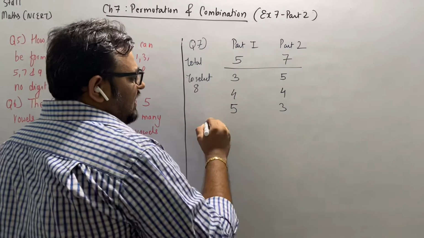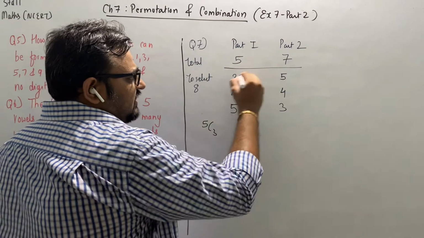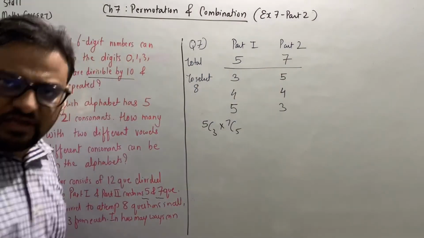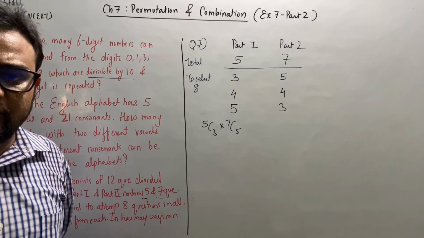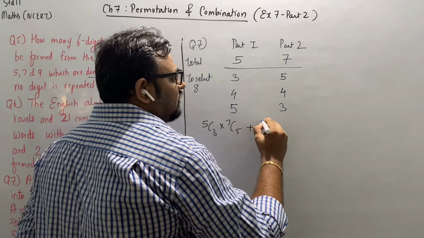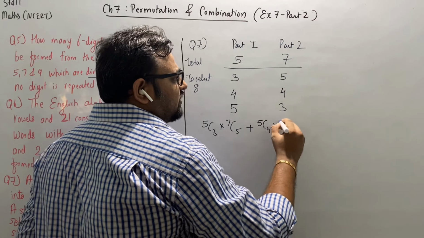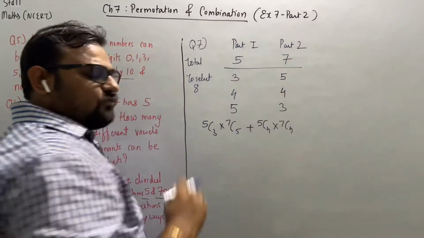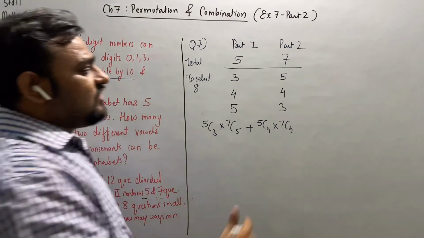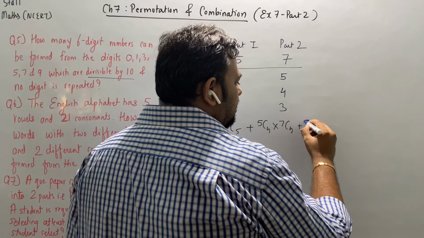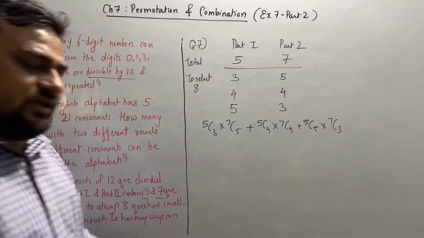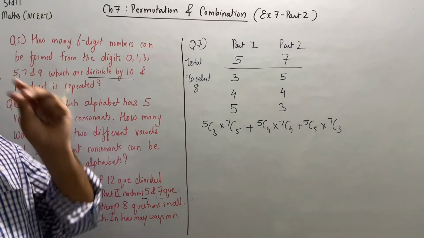So see, 5C3 into 7C5. Clear? If he is not doing this, he can take 4 from 5, means 5C4 into 7C4. If he is not selecting this, then 5C5 into 7C3. Clear? So now let's solve this.